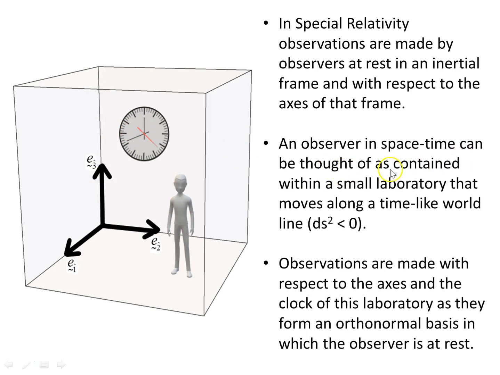An observer in space-time can be thought of as contained within a small laboratory that moves along a timelike world line. For the metric signature being used here, ds squared is less than 0. And here's our observer at rest with respect to the laboratory. Now, observations are made with respect to the axes of the laboratory and the clock of this laboratory. Together they form an orthonormal basis in which the observer is at rest, so the observer's own orthonormal basis.